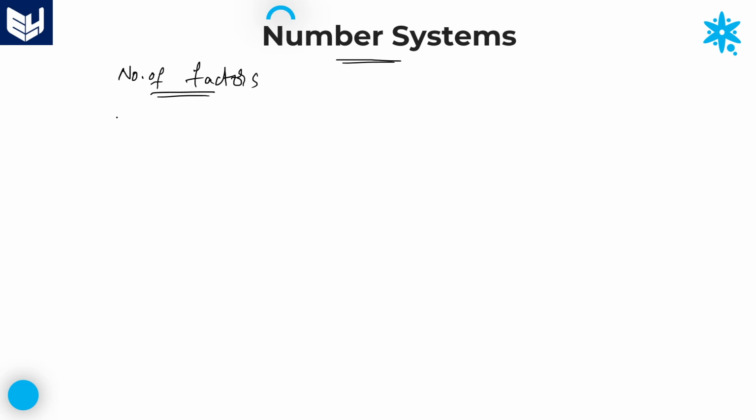How to calculate number of factors for big numbers? This is very important. It is not that much of an easy task. For small numbers, we can easily write the prime factors. For big numbers, it is not an easy task. So listen carefully. Here the first question is, let us take a small number 144.